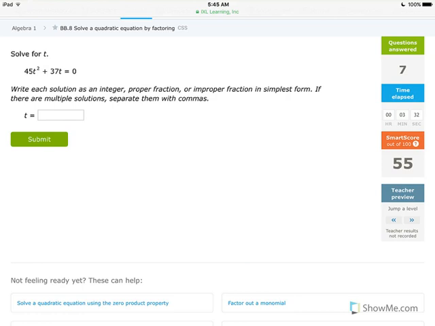This one a little bit more complex, but same idea. We can factor off a t. And what's left behind is going to be 45t plus 37 equals 0. So what would make this factor of t be 0? Well, t would just have to be 0.